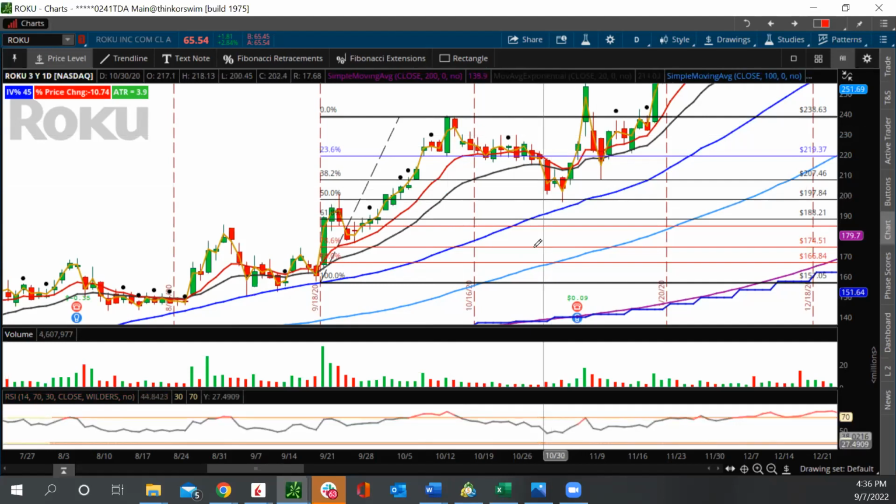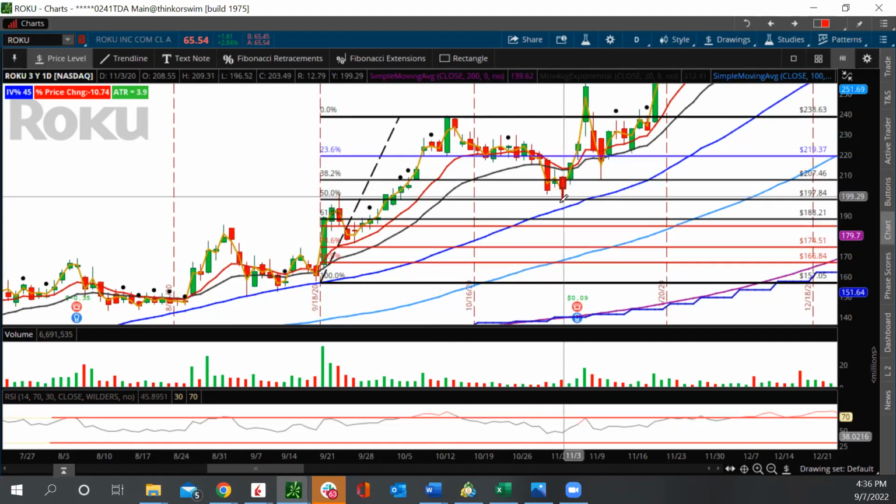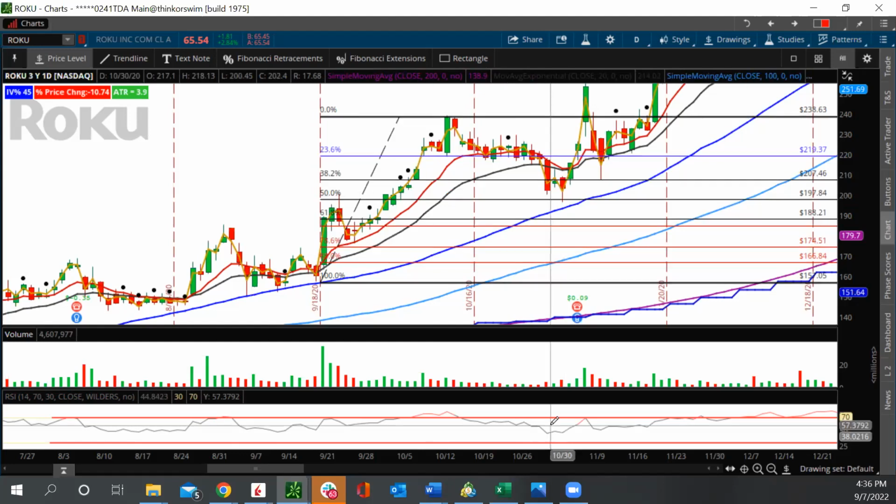Now, when it hit this 50% retracement, it was at a level that is closer to the middle, the median between overbought and oversold.